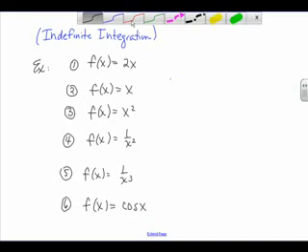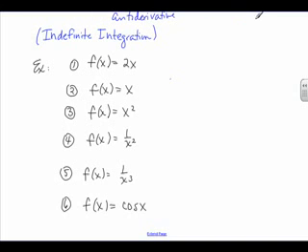All right, answers for each of these. The antiderivative for 2x is going to be x squared. Remember to put the plus c. So that's going to take care of all the possible antiderivatives, all the possible functions that you could take a derivative of and have the answer be 2x. So that's the answer for number 1.